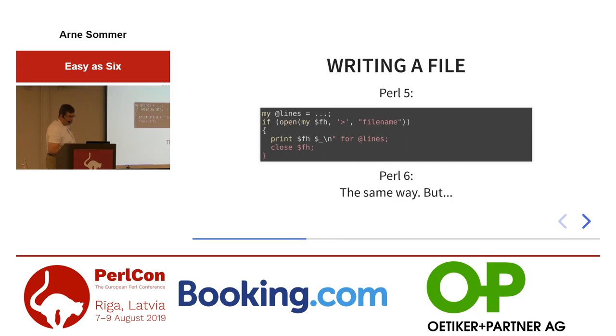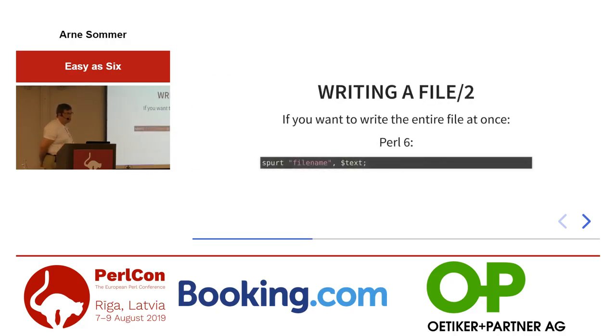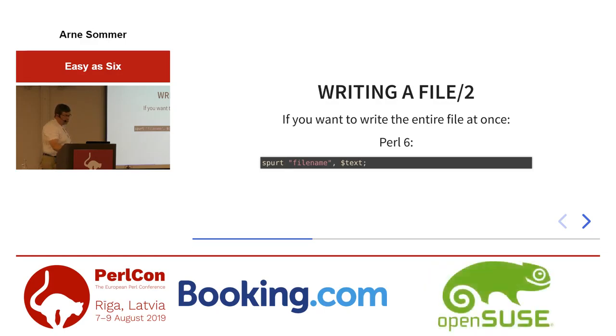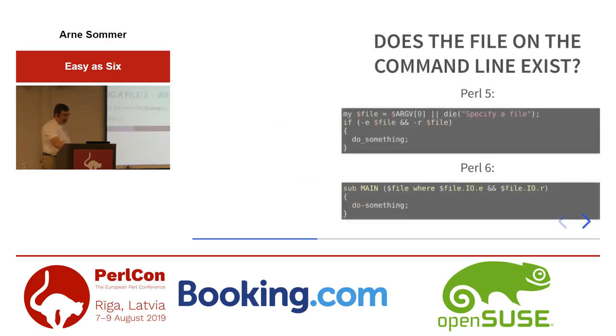Writing a file in Perl 5, open it, printing the lines, and closing the file handle. Perl 6, well, you do the same, except if you want to write the entire file at once, you can use spurt. And you don't have to worry about closing the file handle. Everything is taken care of by that single command.